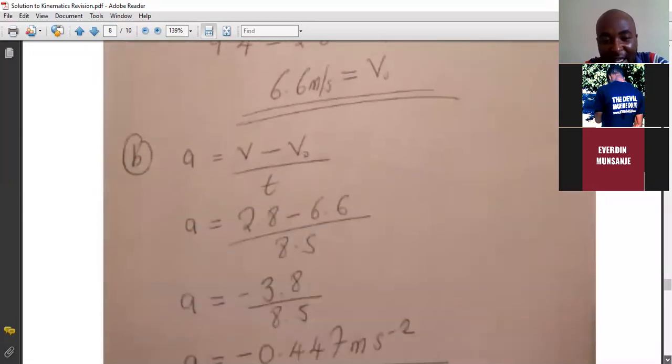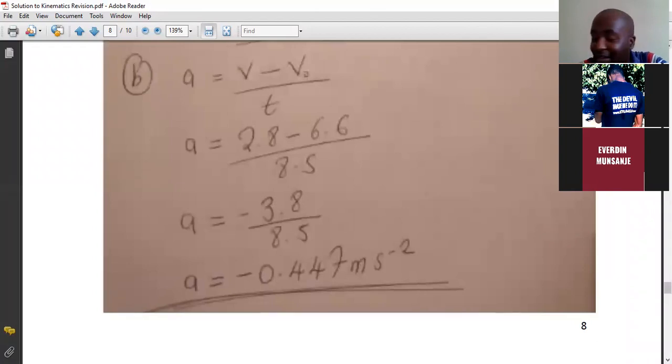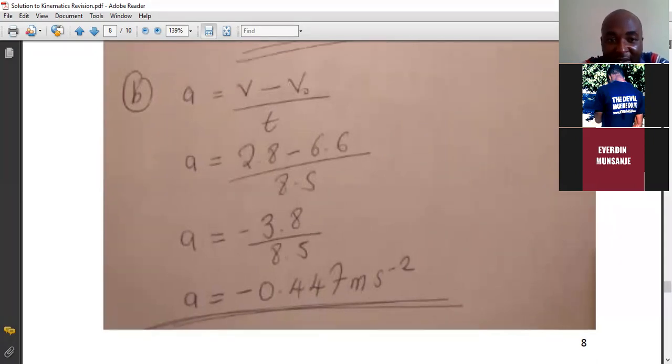So that's how it is. To find the acceleration, you just say a equals V minus V naught over t. So it's 2.8 minus 6.6 over 8.5, which is minus 3.8 over 8.5. So the acceleration is negative 0.447, or minus 0.45 meters per second squared. It makes sense because this thing is slowing down.